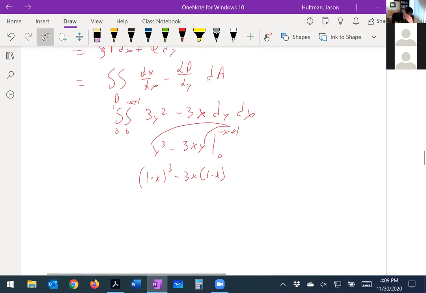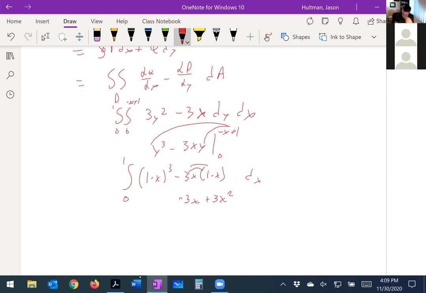So now I want to integrate this from 0 to 1 dx. Now I can multiply it all out if I wanted to, or I could use some u subs. It really doesn't matter either way. So I'm going to multiply this out. This is minus 3x plus 3x squared, right?